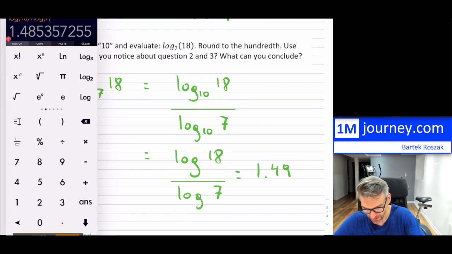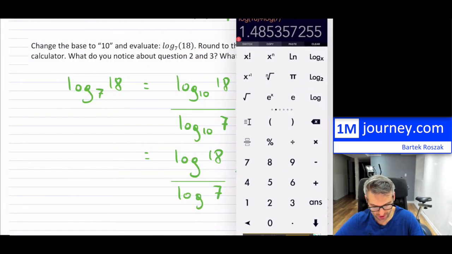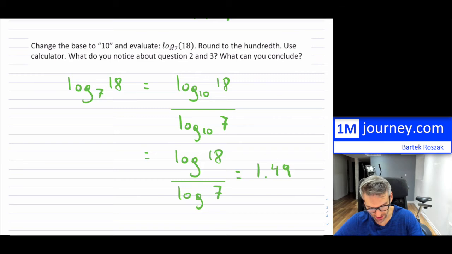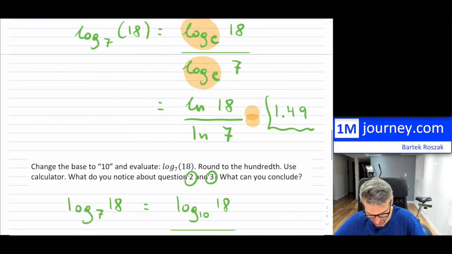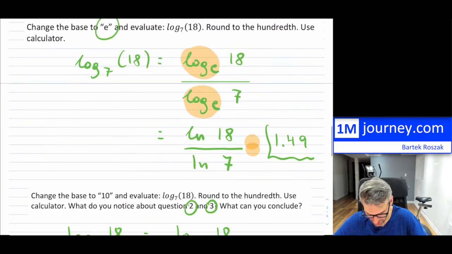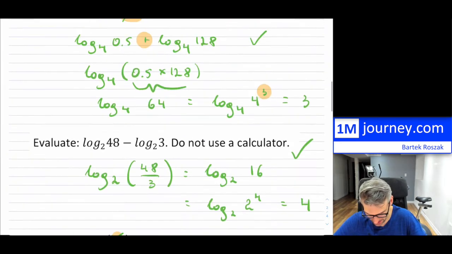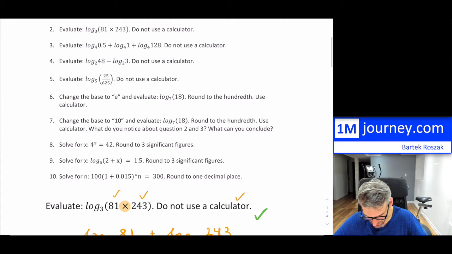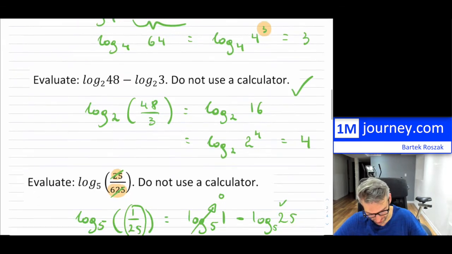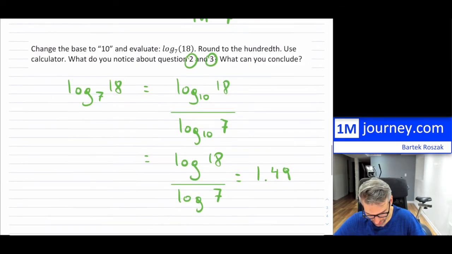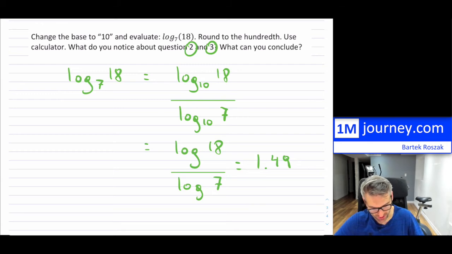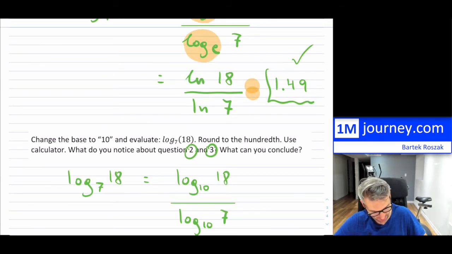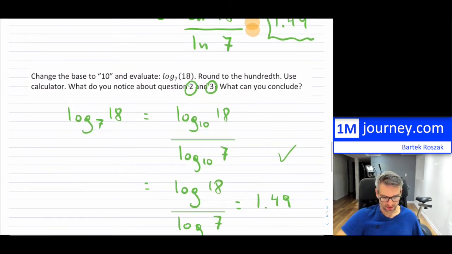And it says, what do you notice about questions 2 and 3? I guess not 2 and 3, this is questions 6 and 7. 6 and 7, okay? And what we notice is that they're identical. Okay, so these two. And that's exactly true, right?